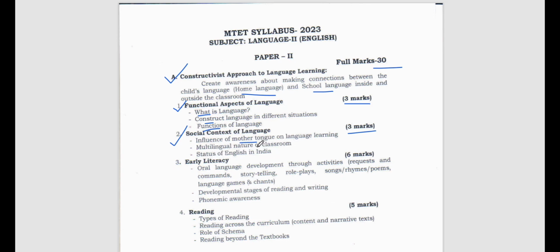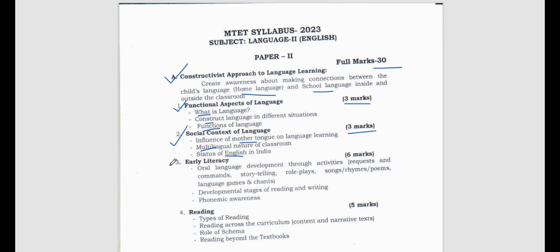Now, multilingual nature of the classroom. Since we know that there are students coming from different family backgrounds speaking different languages, right? Everyone's mother tongue is different. So how do we maintain that multilingual nature of the classroom? That we need to study here. Now, status of English in India, and how important is the English language in India? What is the status of the English language in India? That we have to study.